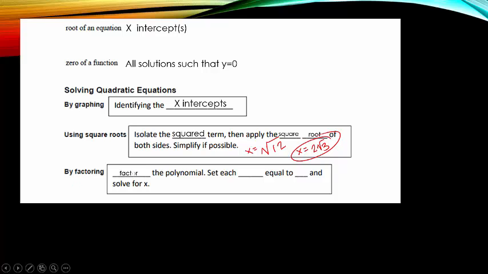And then last but not least, we can solve by factoring. Sometimes it factors out nice and pretty, and sometimes it doesn't, and you'll have to use a different method. But if it does, it's very efficient and very convenient. So what you would do is factor the polynomial, using your little x method. You set each factor equal to 0, and then you solve for x. We're actually going to do 3 examples where we solve by factoring so you can see what that looks like.